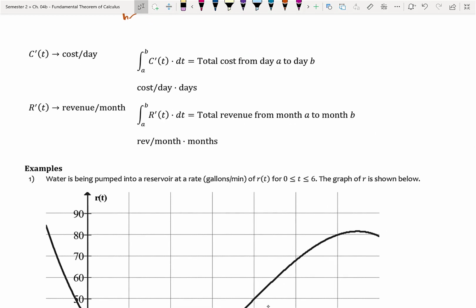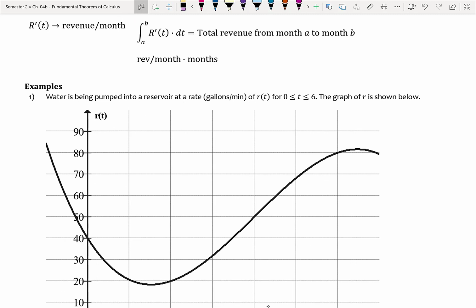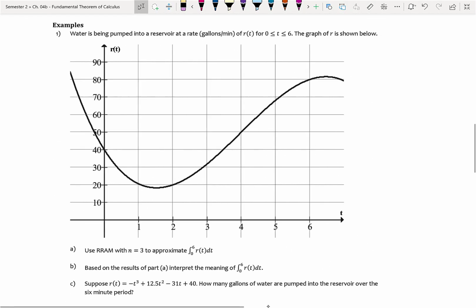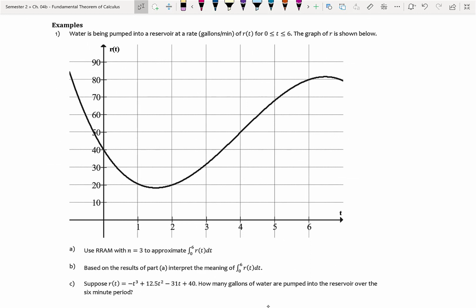For example, number one, water is being pumped into a reservoir at a rate of R of t, and the graph of R of t is shown. I don't have a function, I just have a graph. This graph is the rate. This just means the rate is variable, but the rate is happening. This is an example of a question you may see on an AP exam.